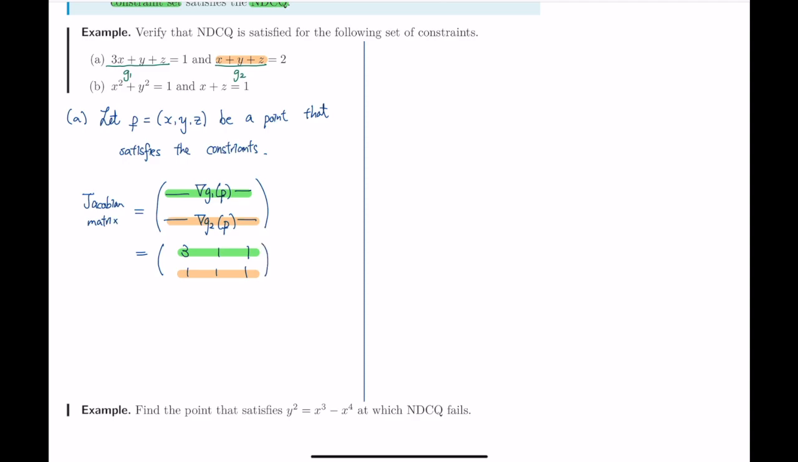And then what about NDCQ? We need to make sure that the rank of this matrix equals the number of constraints, i.e. 2. So, what's the rank? We learn how to find rank by Gaussian elimination. So, if you turn this into REF, then this will become 1, 1, 1, and then minus 2, minus 2. And in this REF, there's no 0 row, so therefore, it has rank 2.